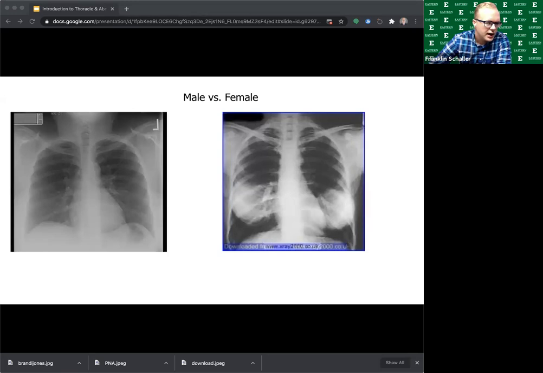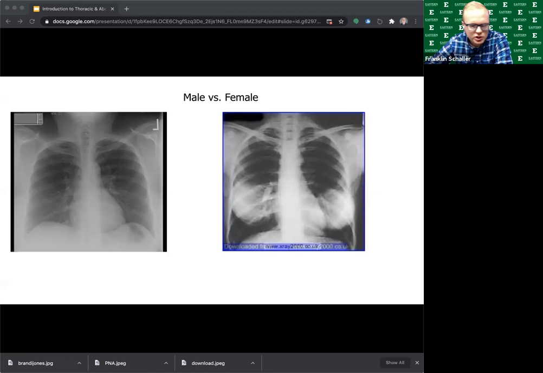All right, another X-ray. So just looking at the differences between a male and a female. So the female has different anatomy, female has breasts. So oftentimes we will see the breast tissue on the chest X-ray, which can sometimes obscure our findings, but just something to be cognizant of.